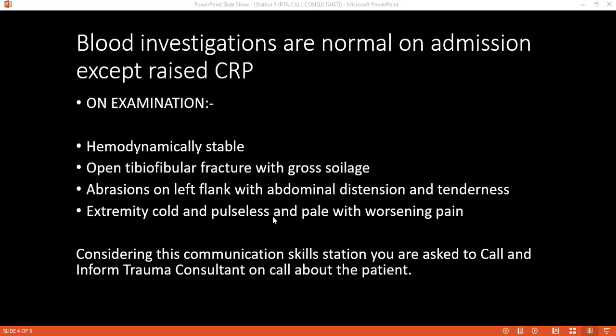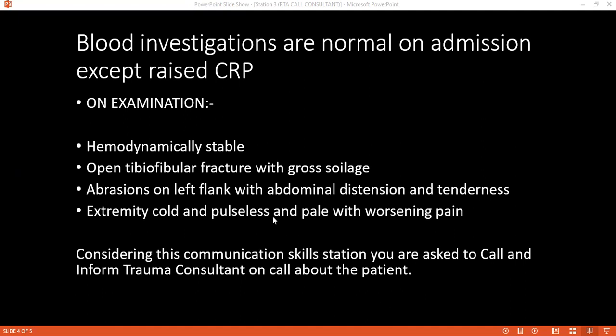Okay. Who else would you involve in this patient? Who else would you involve in the management of this patient? Yes, general surgery and orthopedic and plastic surgery. Why would you involve a plastic surgeon? Because the patient has an open tibiofibular fracture, maybe needs a graft, and maybe for compartment syndrome as a fasciotomy.